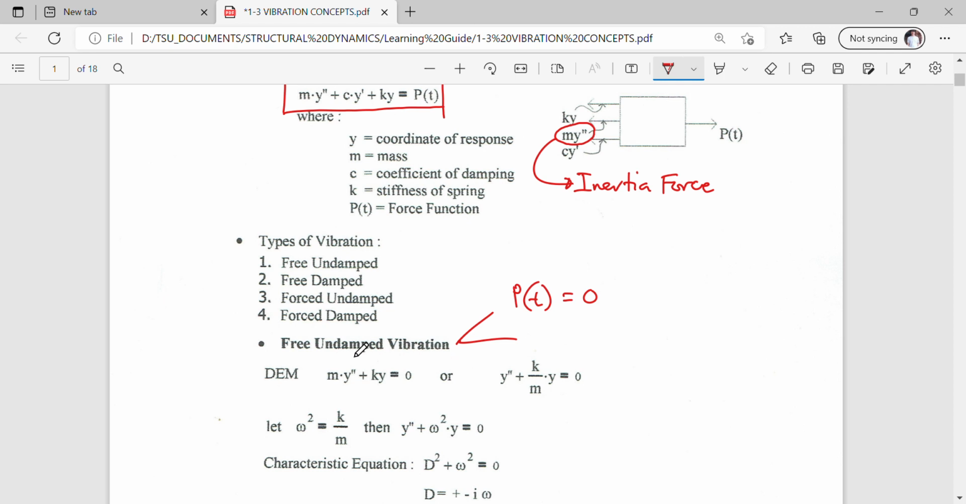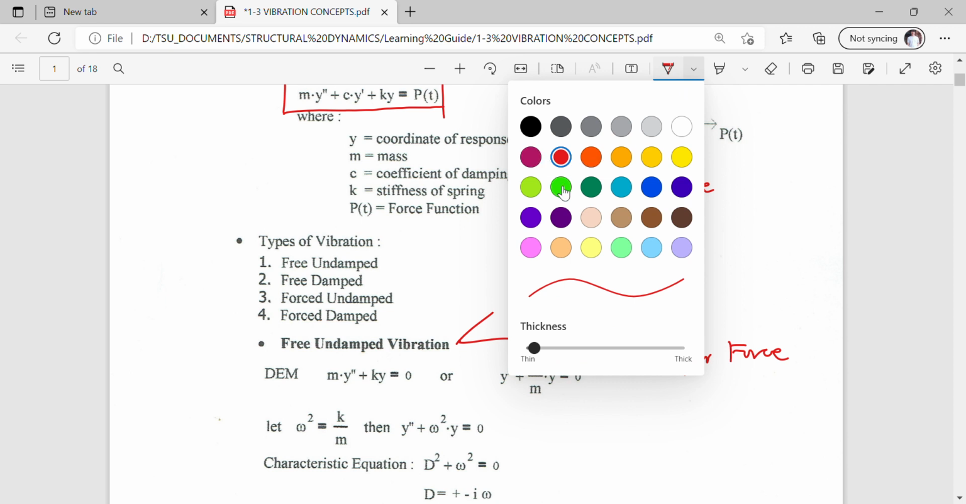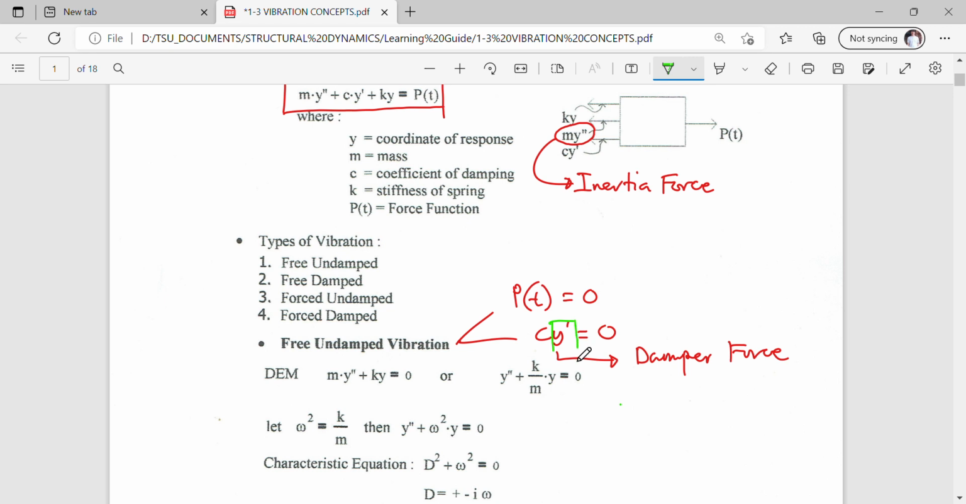Another thing in the undamped vibration is that Cy prime is equal to 0, where Cy prime is the force that the damper exerts on the system itself, where y prime is the velocity. If we differentiate the variable y, dy with respect to dt, in terms of function of time, this is a velocity. If we multiply the velocity by the coefficient of damping, then we have a damping force. But in the free undamped vibration, as I've said, this is equivalent to 0.